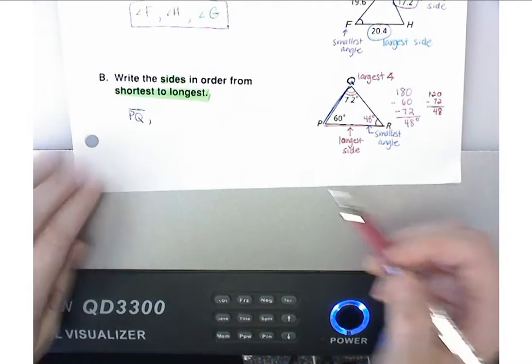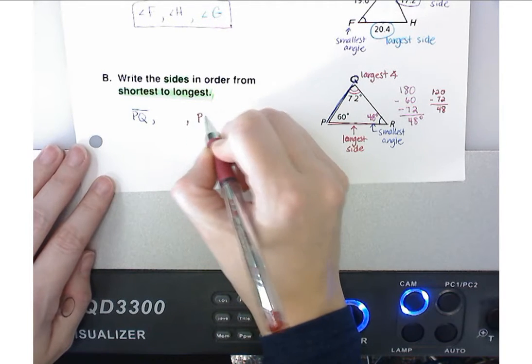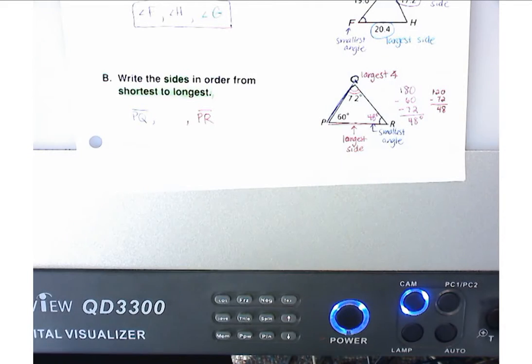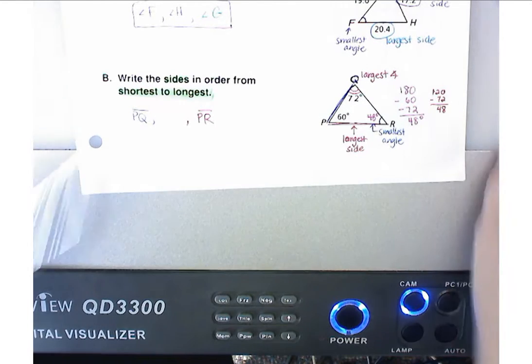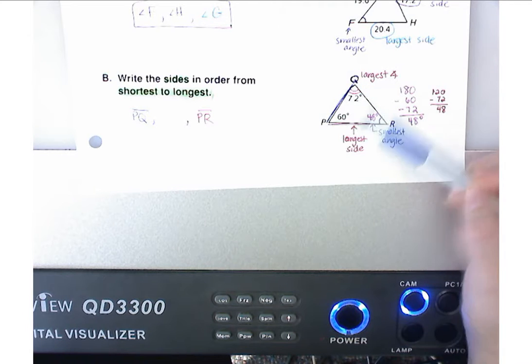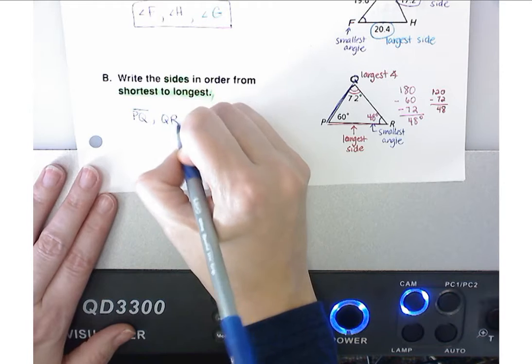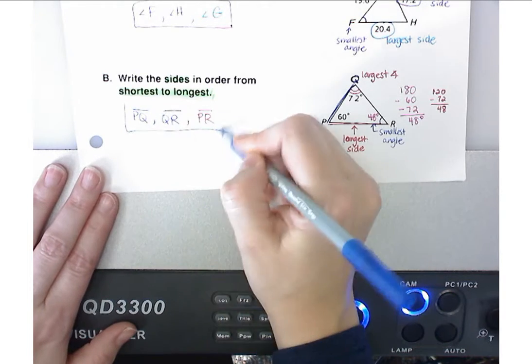Okay, so then my longest side is going to be PR, which would go right here. And then I just have to find the other side I haven't named yet. Okay, so you have PQ. You have PR. The only one you don't have is QR. Good. And if you called it RQ, that's fine as well.